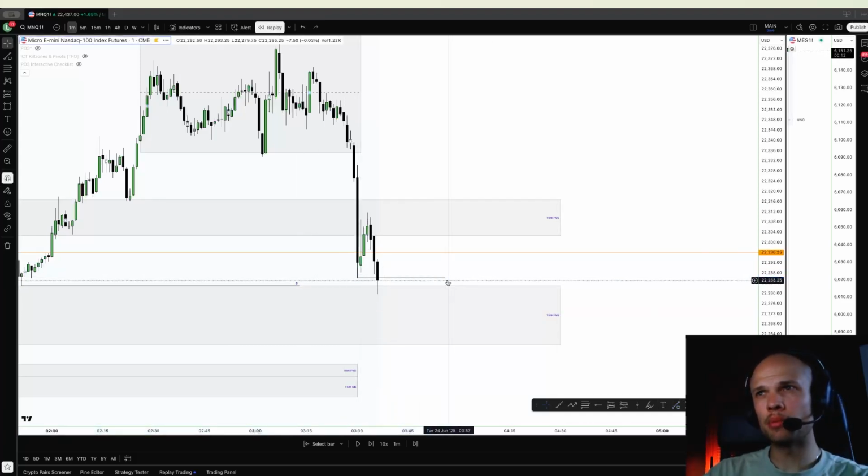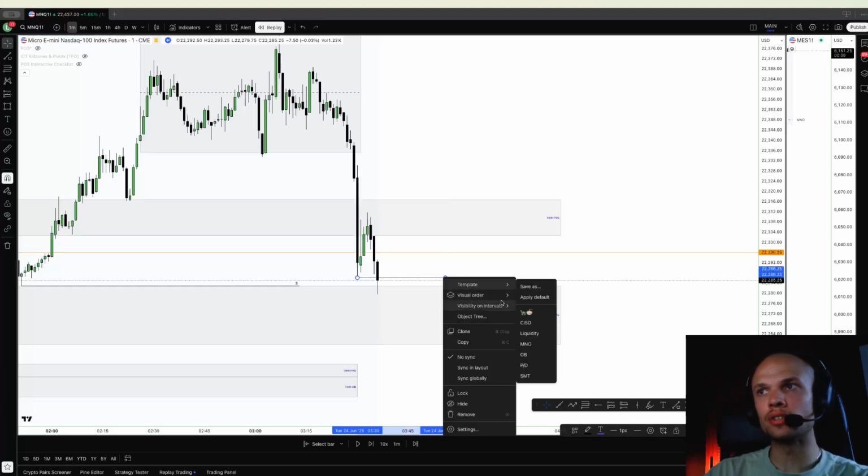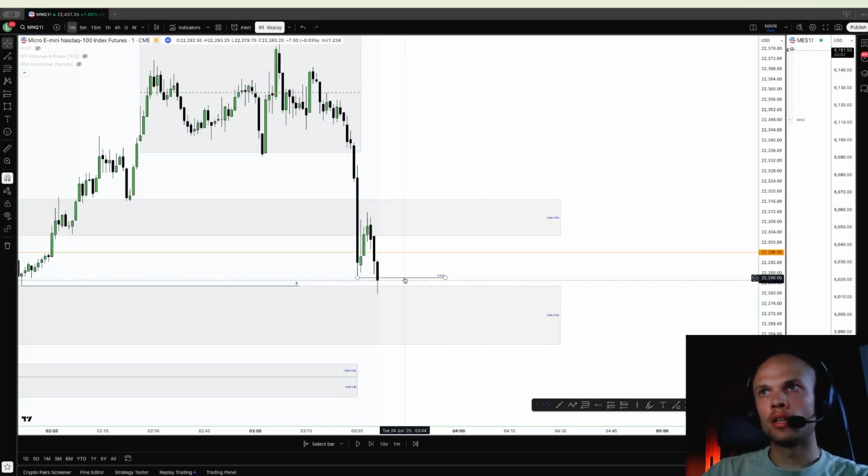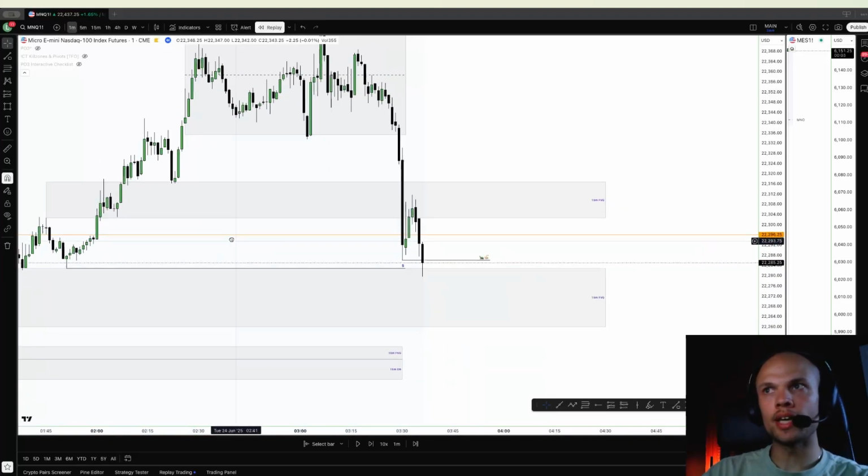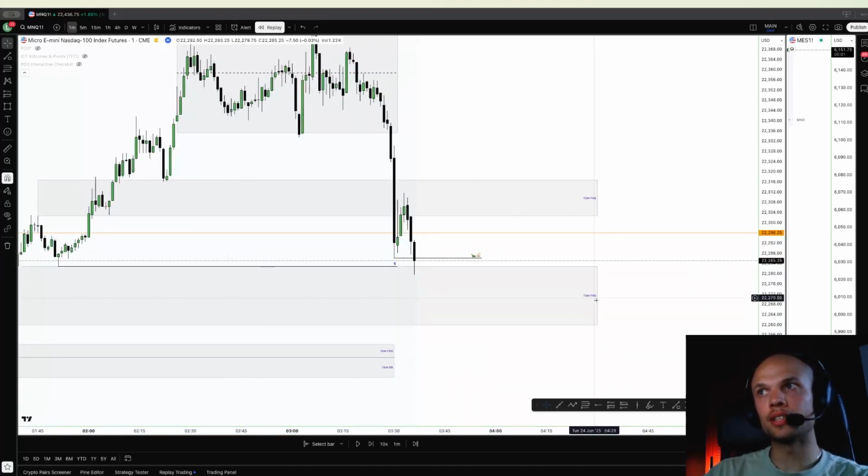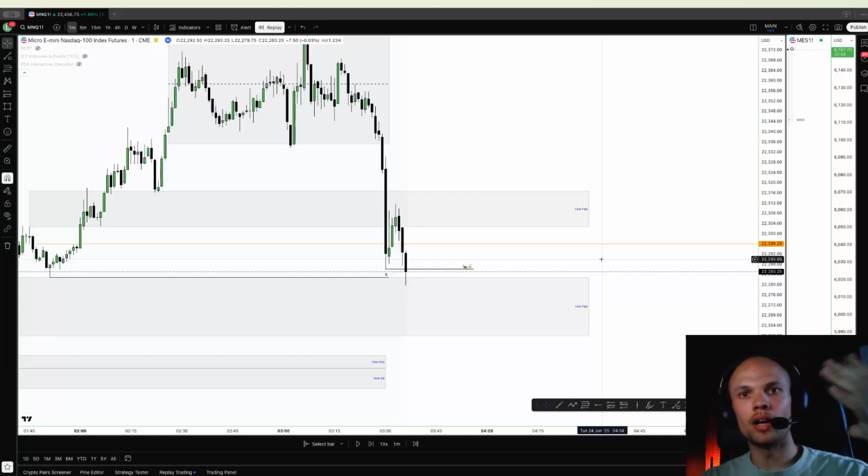So this here would be my turtle soup because we've reswept the internal level. We also, on the left here, swept a level here. Also, we've tapped into this 15-minute fair value gap. So this is perfect so far. This is exactly what I want to see.